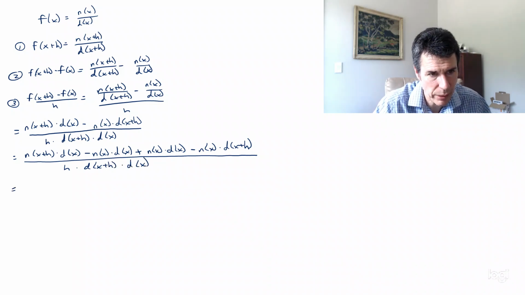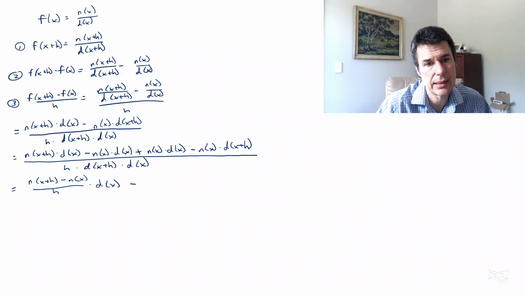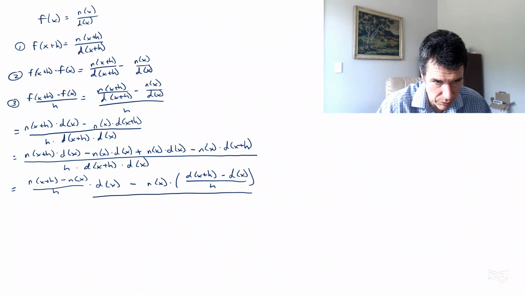And now we do a little bit of grouping. So I'm going to have n of x plus h minus n of x divided by h times d of x, minus n of x times, we've got a minus sign here, so we're going to get d of x plus h minus d of x divided by h. And then this whole thing, we've brought our h into the numerator, so all we're left with is d of x plus h times d of x.